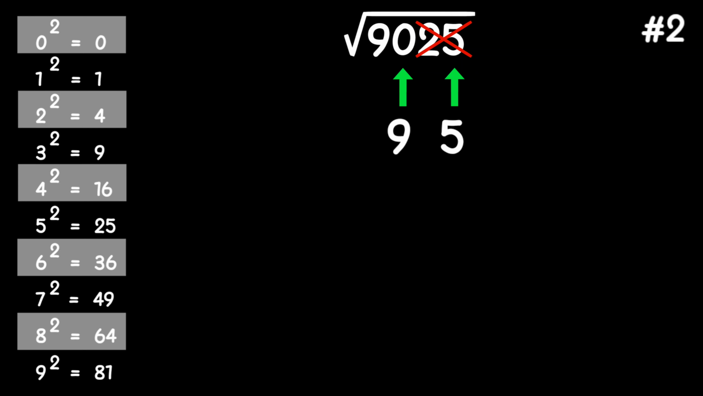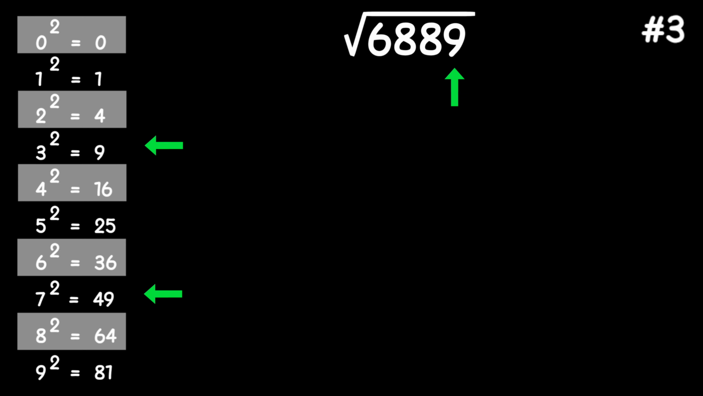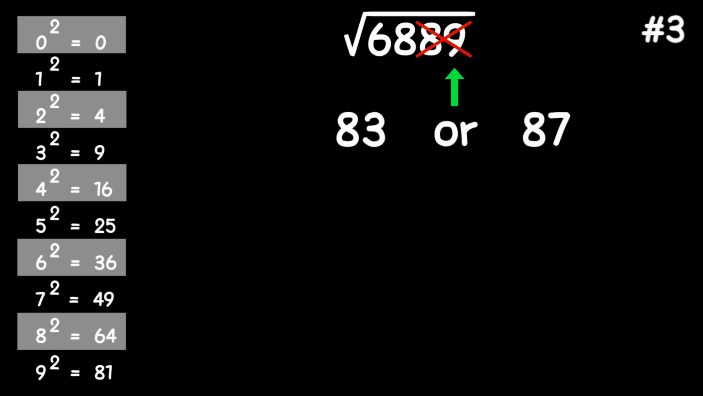Now let's move on to a slightly more complex example. Calculating the square root of 6889. The last digit is 9, so there are two possible options. 3 squared equal to 9 and 7 squared equal to 49. So the answer can have either 3 or 7 as last digit. We'll decide the value after finding the first digit. So just cross the last two digits, leaving us with 68. Now find the perfect square closest to 68, but not greater than it. The only option is 8 squared equal to 64. So the first digit is 8. Now we have two possibilities. The square root of 6889 is either 83 or 87.